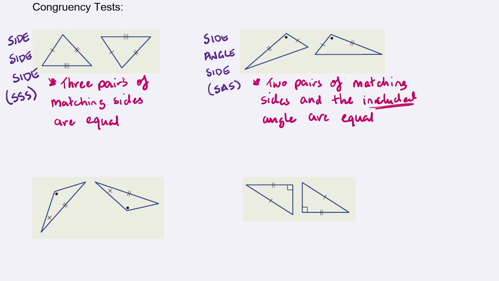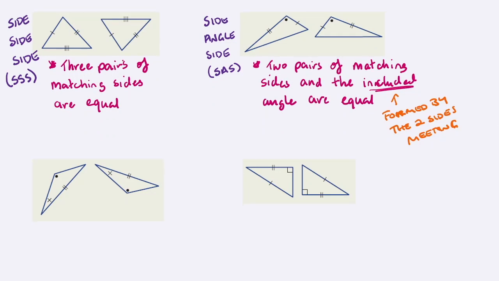Must be the included angle, sorry. So side, the angle in between, and the other side. So it's the angle actually formed by those two sides meeting. Okay, that's what we mean by included angle. And if you remember, that would be called the vertex. Okay, so that's our included angle.